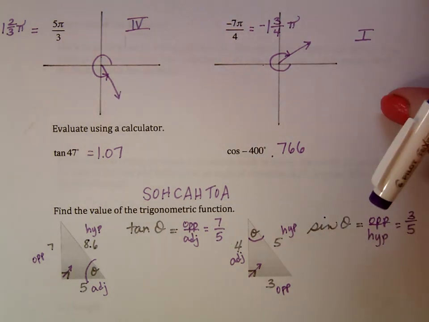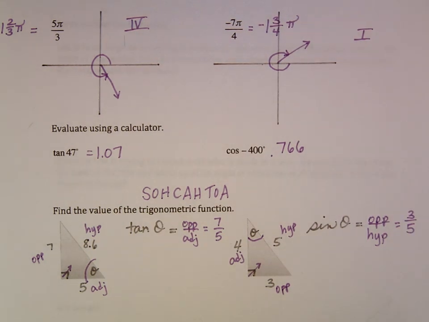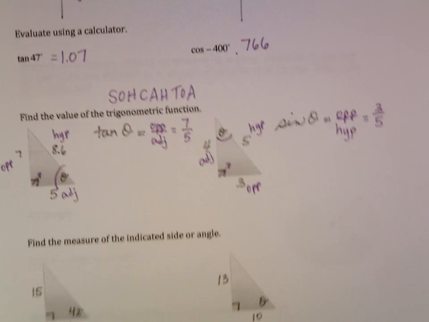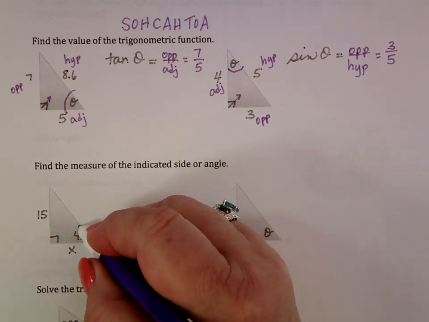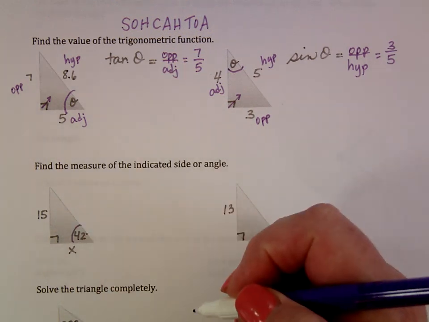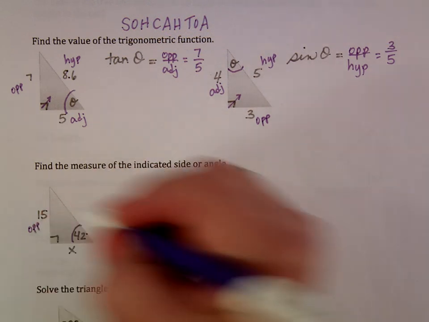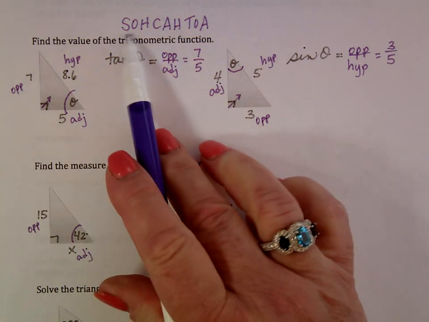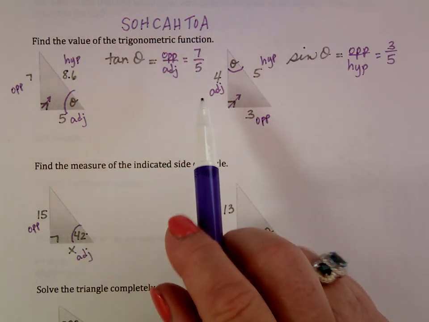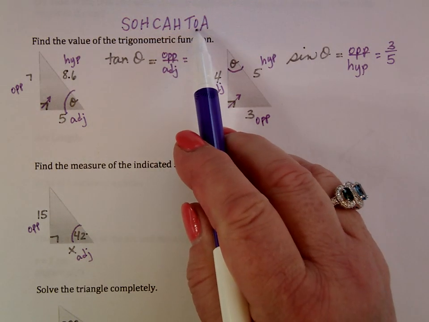All right, then we get into more solving ones, and this is kind of like what you were doing when you made the comic strips and when you did the scavenger hunt. So we are looking at these next set of problems. Find the measure of the indicated side or angle. So you locate where the angle is that they give you. Label your sides according to it. So 15 is farthest away, that's your opposite. X is the adjacent. And then you go back to your SOHCAHTOA, and you've got to decide which trig function you're going to use. So if I've got opposite and adjacent, that means I'm using tangent.